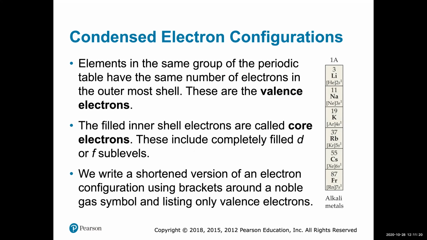We often write a shorthand version of electron configuration, which highlights the valence electrons. The valence electrons are the electrons in the outermost shell, and those are the ones that are usually involved in reactions and things like that. So those are the ones that we're most concerned about usually. The core electrons, or the inner shell electrons, are the completed shells through the noble gas that is the closest noble gas to the element that we're looking at.